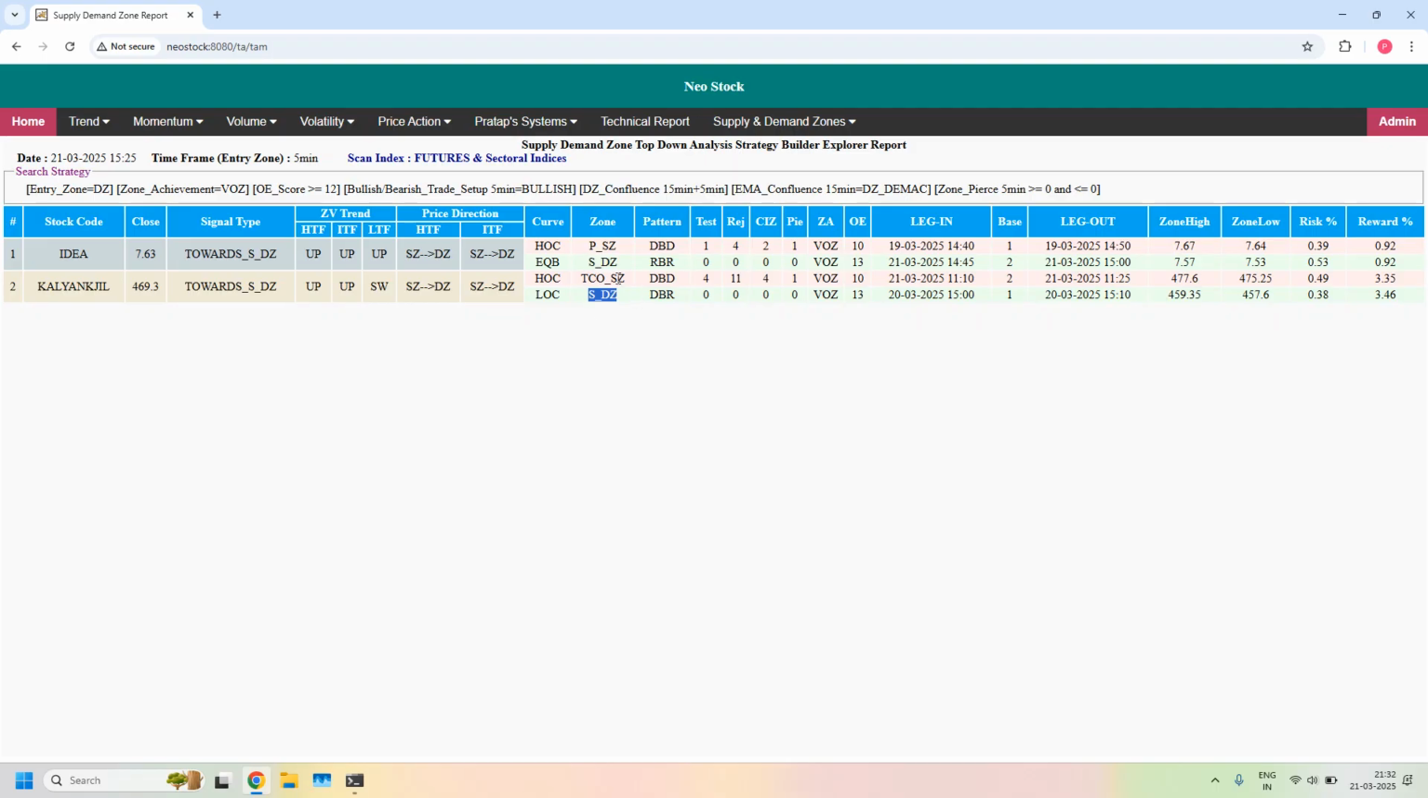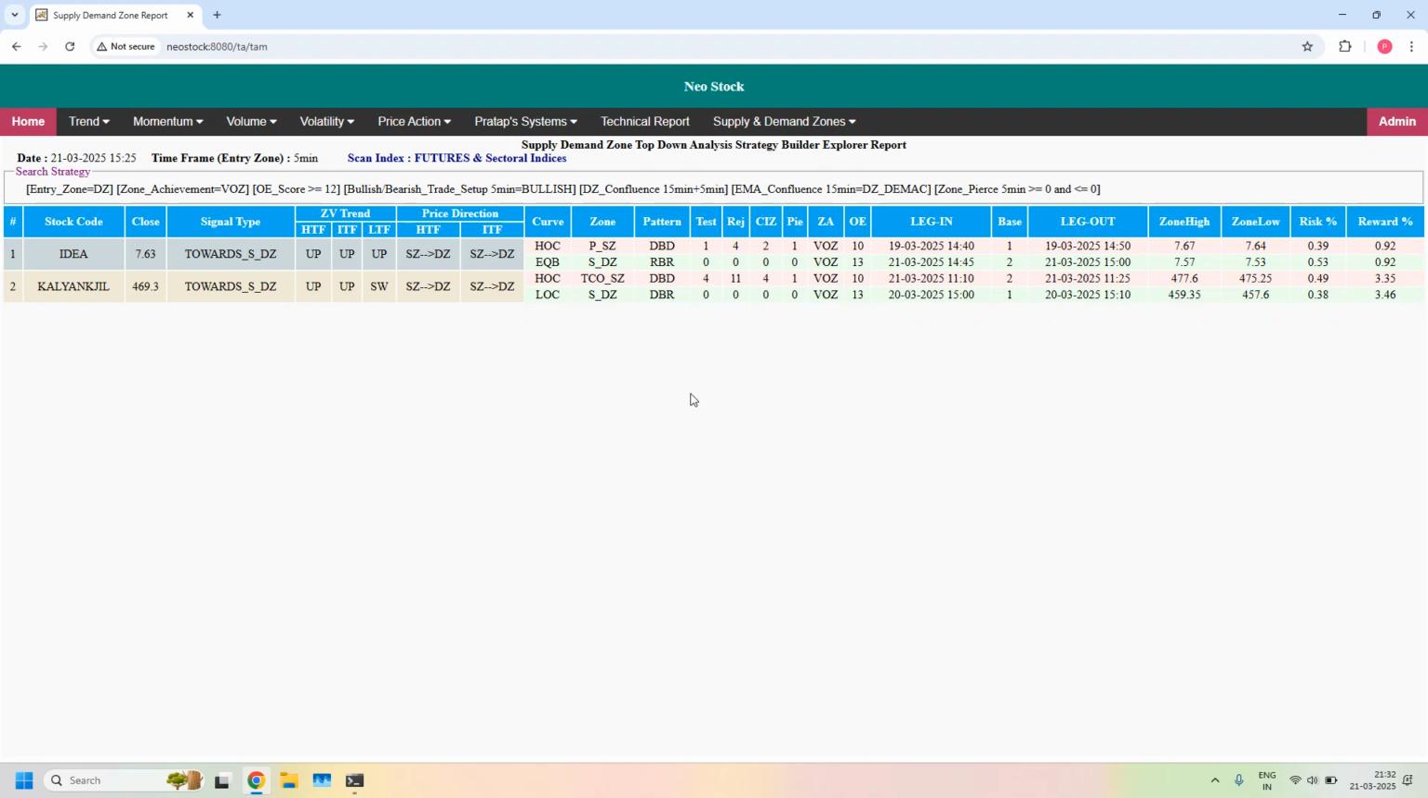The reason is these 5 minute zones are overlapped with 15 minutes demand zones, and those 15 minutes demand zones have daily EMA confluence. Okay, this is LTF, ITF demand zone confluence and ITF EMA confluence.